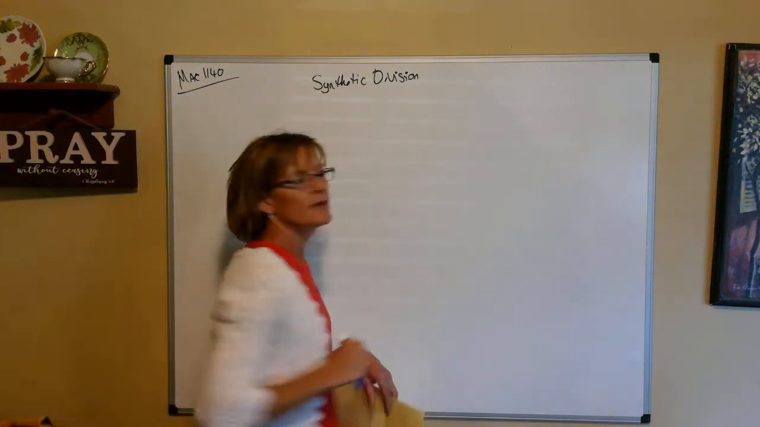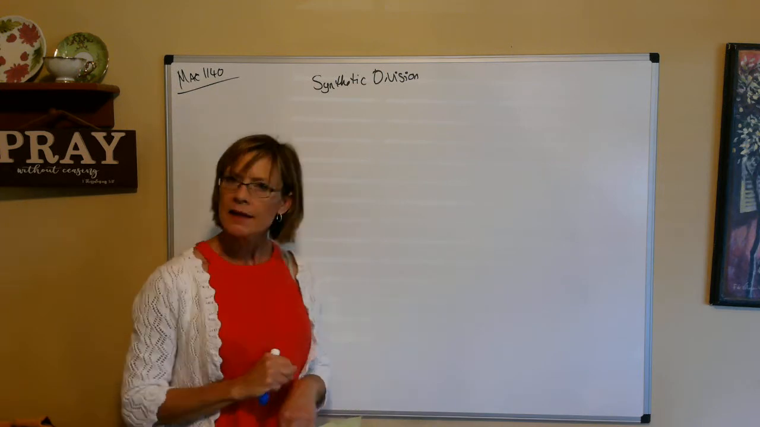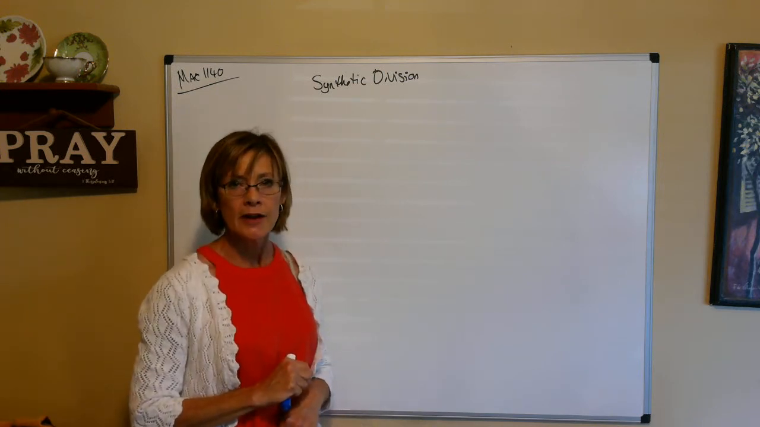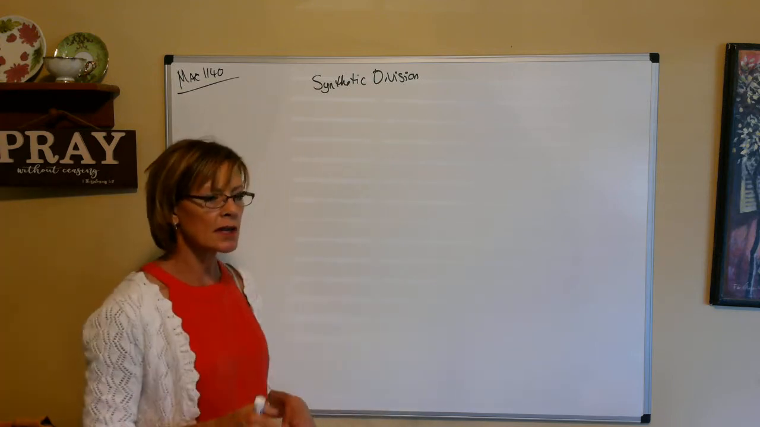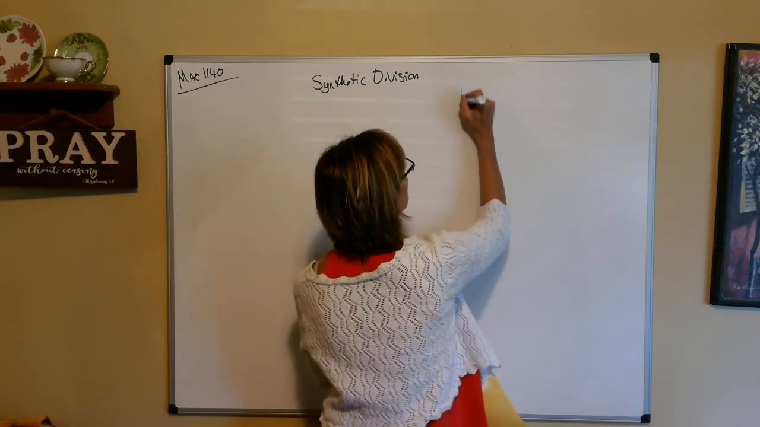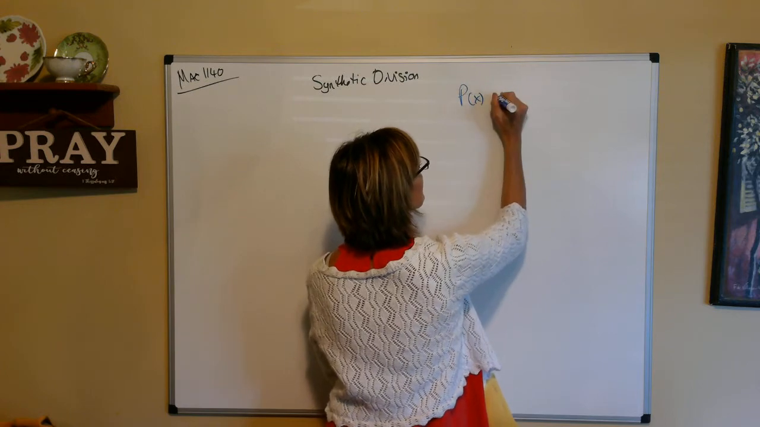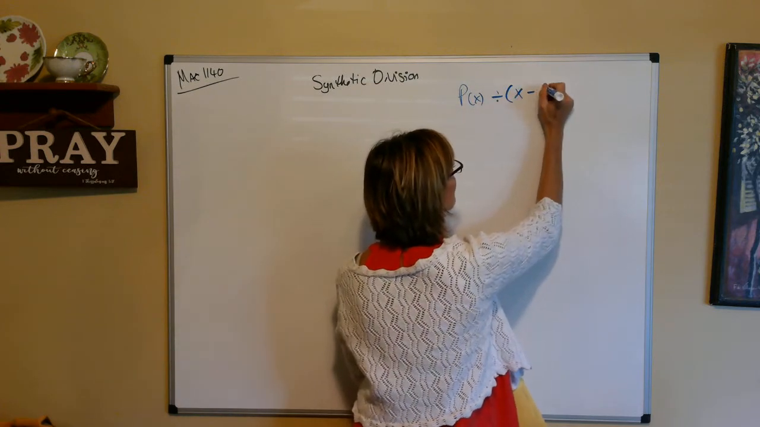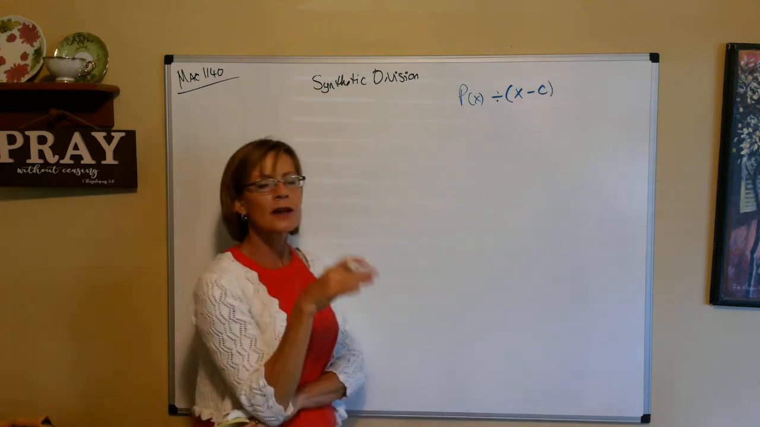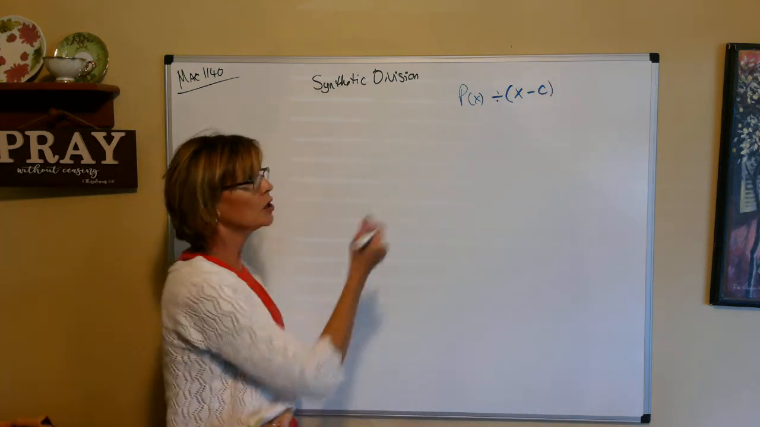Okay, synthetic division. It is a nice, pretty fun way to divide. The problem is you can't always use synthetic division. You can only use synthetic division if you have a polynomial, some p of x, that's being divided by something of the form x minus c. When it's being divided by something of that form, then we can use synthetic.